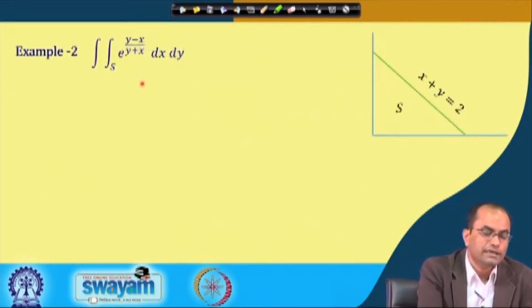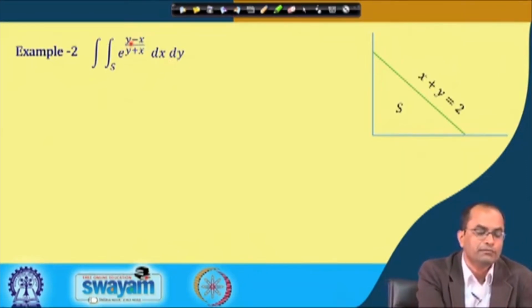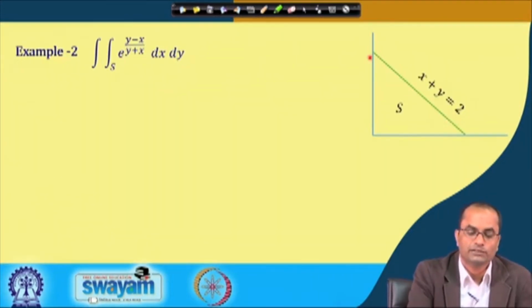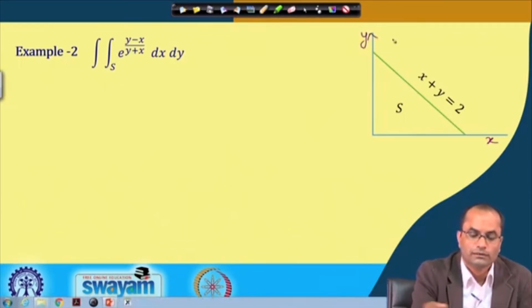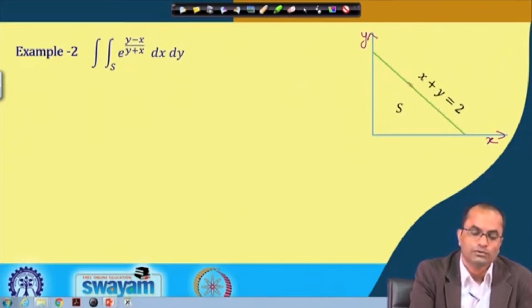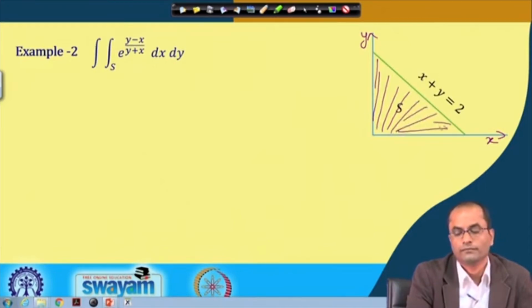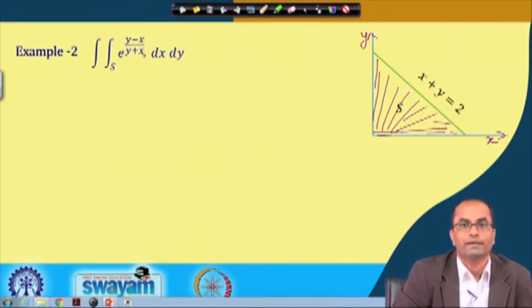Another example where we can make use of this substitution, like here e power y minus x over y plus x is given, and the region is this S here, which is bounded by these two coordinate axes, the x axis and the y axis here, and then we have the line x plus y is equal to 2. So, this is the region where we are integrating this function e power y minus x over y plus x.